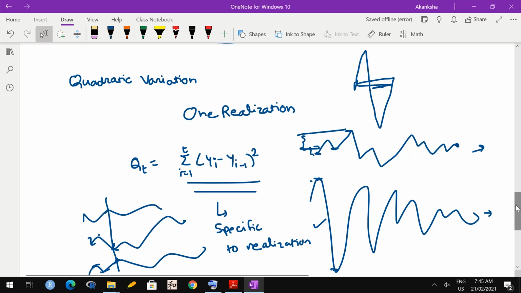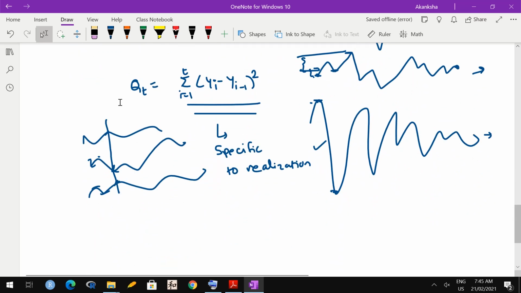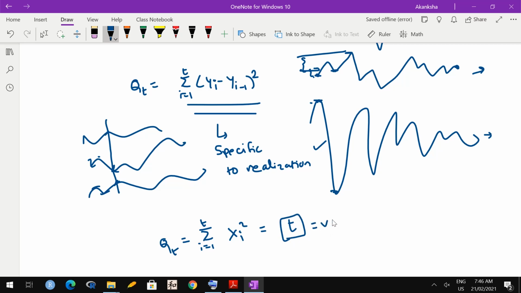However, in the case of a symmetric random walk, something interesting happens. In any random walk, y_i minus y_{i-1} is going to be x_i. So I get the sum of x_i square, i going from 1 to t, as my quadratic variation. And x_i square we know is always 1. So my quadratic variation till time point t would always be t for any random walk. And we know for a symmetric random walk, this is also the same as the variance of y_t.